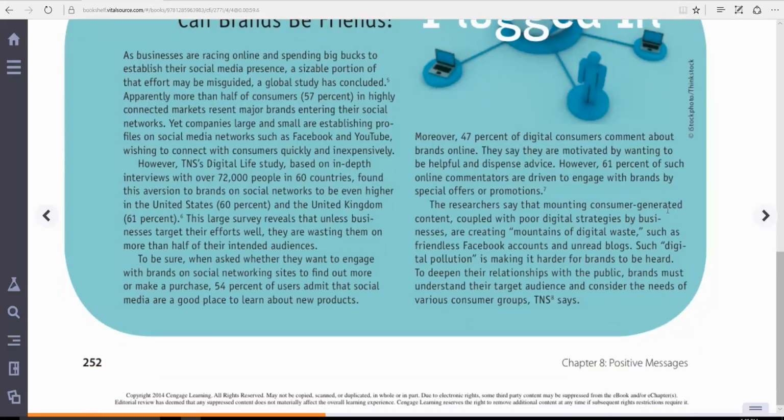Researchers say that mounting consumer-generated content combined with poor digital strategies by businesses are creating mountains of digital waste, such as friendless Facebook accounts and unread blogs. And so now here's a term I haven't heard before, digital pollution, right here. It's making it harder for brands to be heard. To deepen their relationships with the public, brands must understand their target audience and consider the needs of various consumer groups.